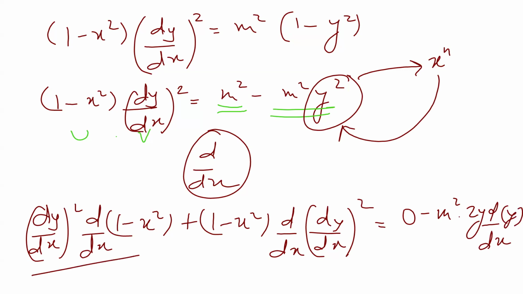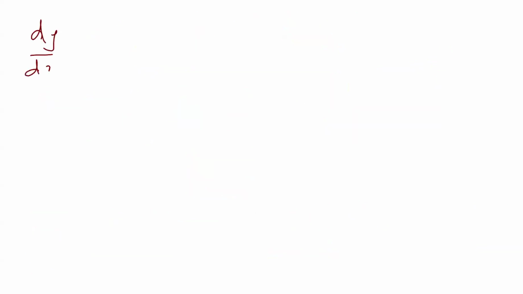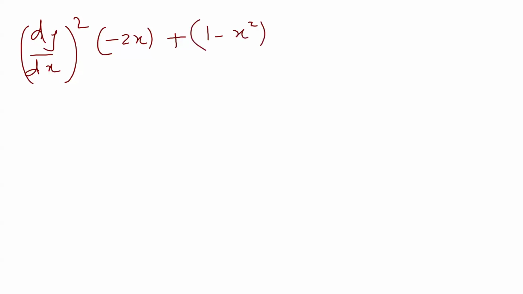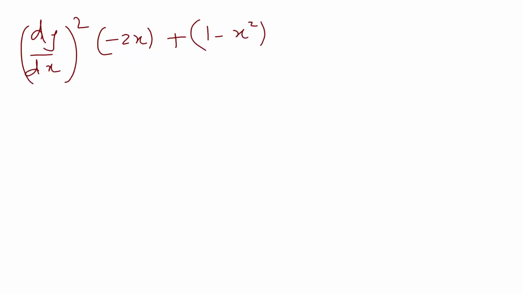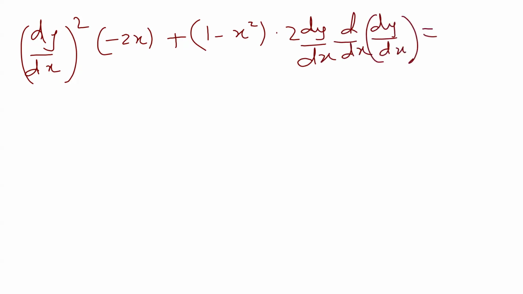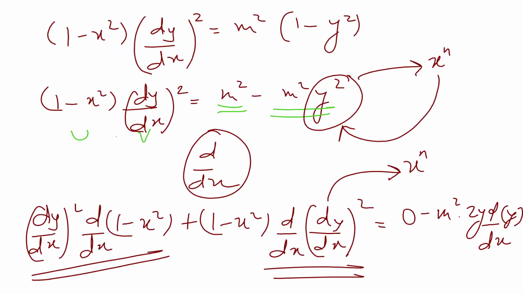So dy by dx the whole square. Derivative of 1 minus x square is minus 2x. dy by dx the whole square, derivative of 1 minus x square is minus 2x, plus 1 minus x square. Okay, derivative of dy by dx the whole square. This is x raised to n. So it is 2 dy by dx into d by dx of dy by dx. This is the chain rule part.